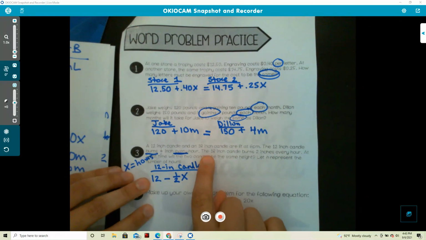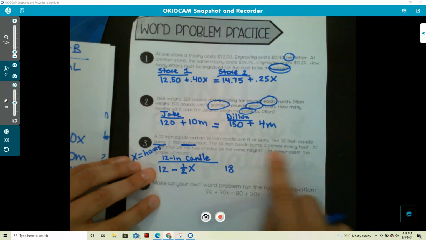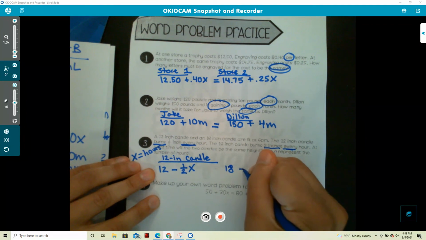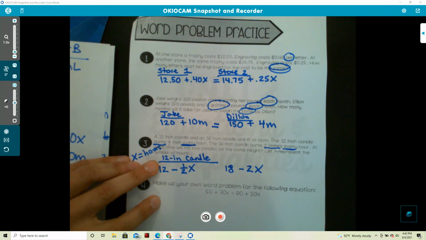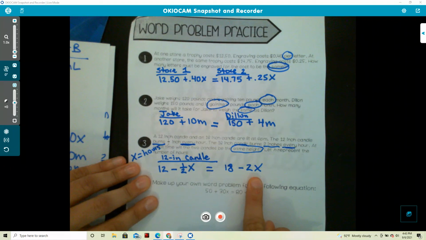Okay. The 18-inch candle burns 2 inches. So we have an 18-inch candle. It burns 2 inches every hour. So 2 inches every hour. So minus 2x. At what time will the two candles have the same height? So equals. So it'll be 12 minus a half x is equal to 18 minus 2x. Again, variable constant is equal to variable constant.